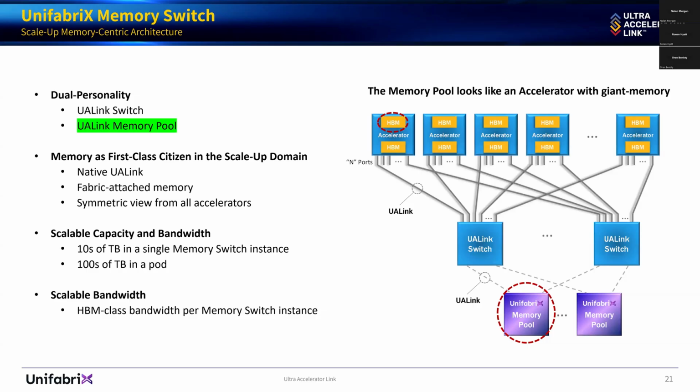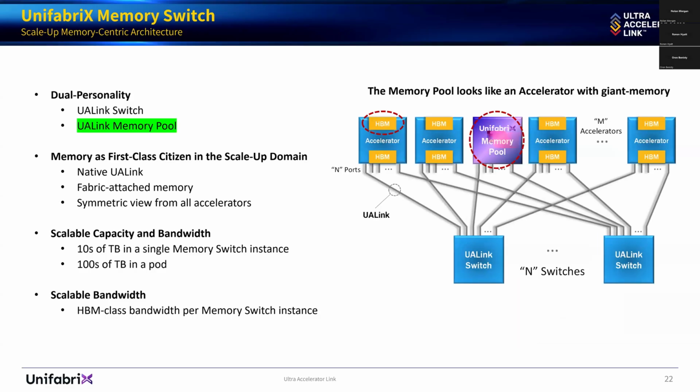The memory is exposed natively over UALink. These memory pools have an ID, so they look like an accelerator with giant memory. When one accelerator accesses the memory pool, it looks as if it is accessing another accelerator that has a lot of memory. Another representation of this topology looks like this. It's actually the same, just the location of the memory pool differs. Previously, it was drawn below the UALink switches, but it's actually a native participant in the UALink domain. So this is just another representation.